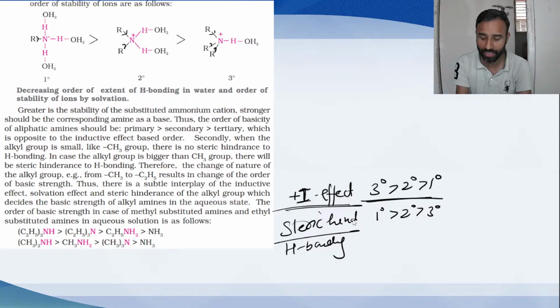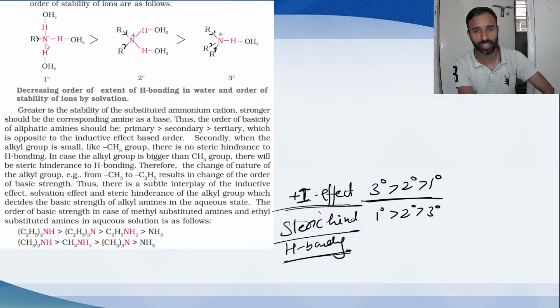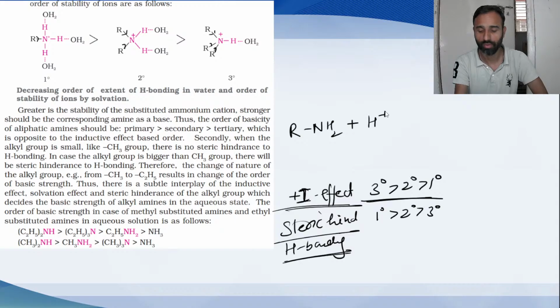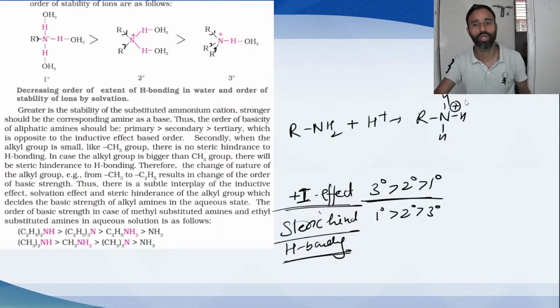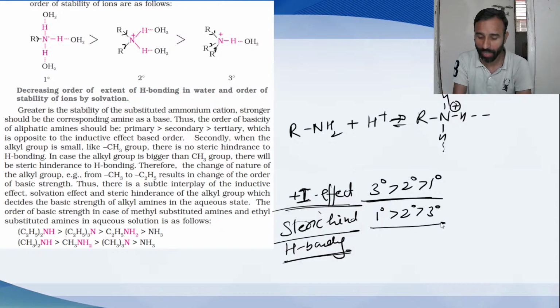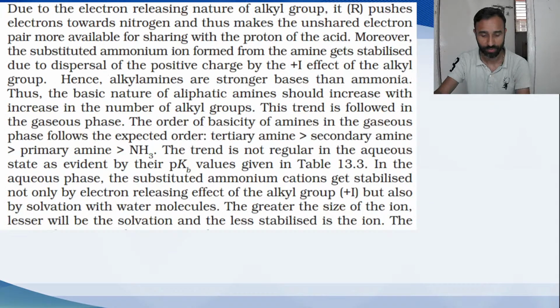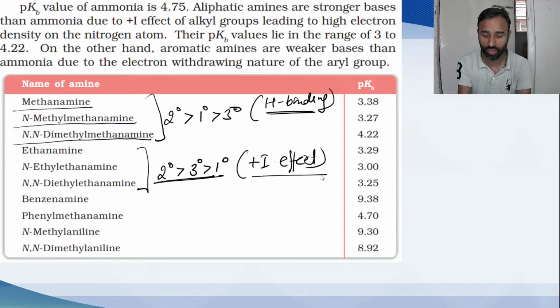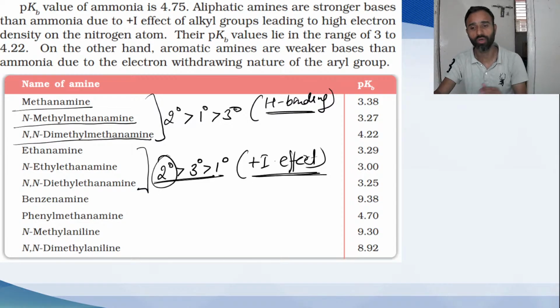If we compare steric hindrance and hydrogen bonding, hydrogen bonding is maximum when H plus is attached. It is maximum in primary, then secondary, then tertiary. Because an ammonium salt is formed, and the more the hydrogen bonding, the more stable is the ammonium ion, and that's why it should be primary, secondary, and tertiary. So plus I effect is dominating in ethylamines. That's why the secondary is maximum, because it is in between.